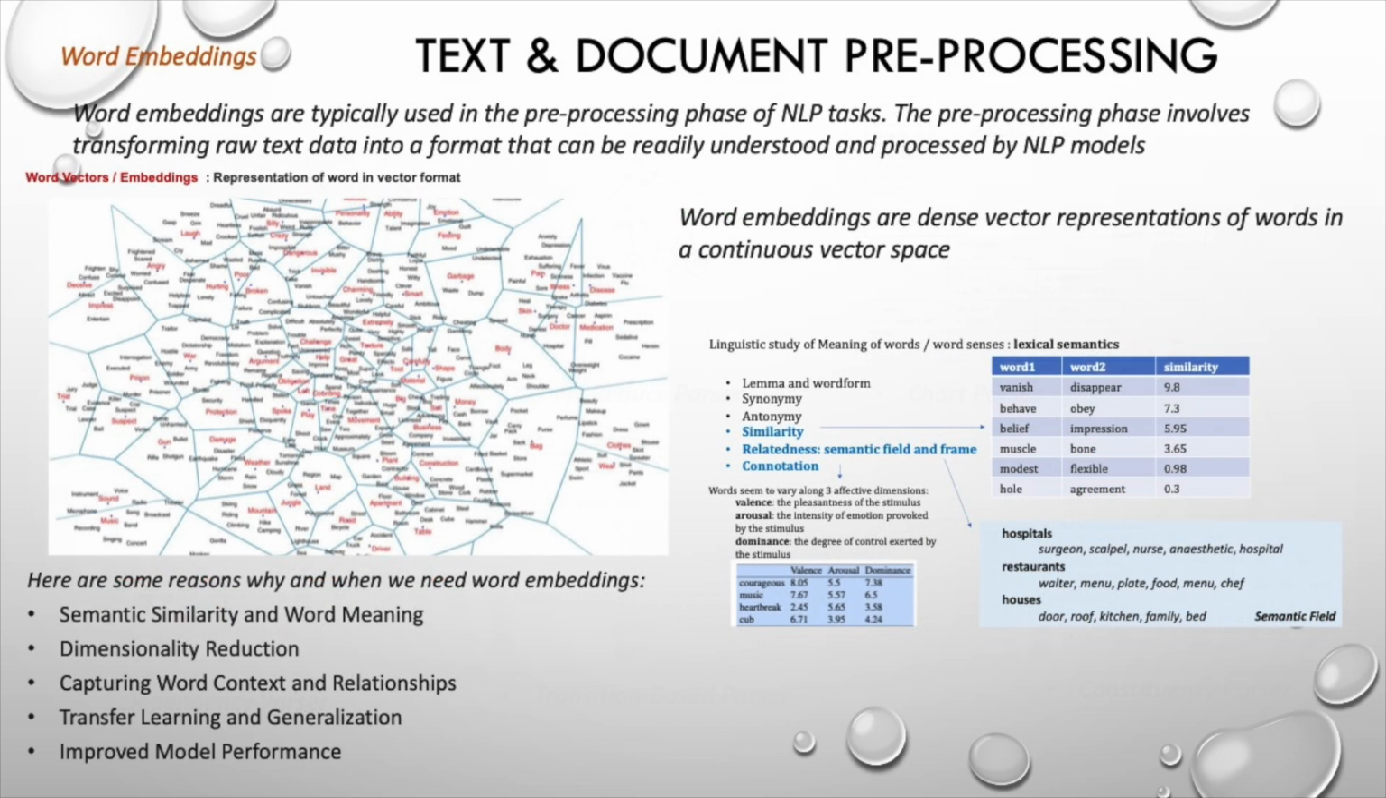Word embeddings are typically used in the pre-processing phase of NLP tasks. The pre-processing phase involves transforming raw text data into a format that can be readily understood and processed by NLP models. Word embeddings play a crucial role in this phase by representing words as continuous vector representations. Word embeddings capture semantic and syntactic similarities between words, allowing for more efficient and effective processing of natural language text in various NLP tasks. Word embeddings have become a fundamental component of many NLP models and applications.